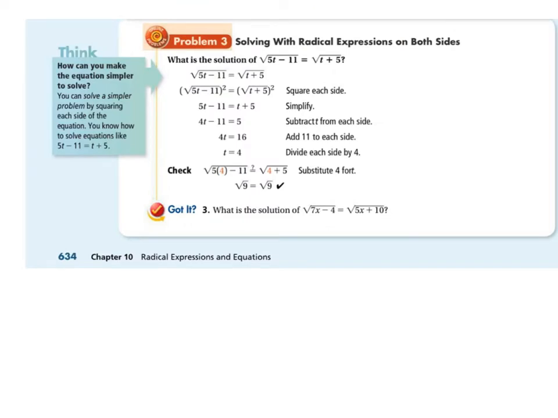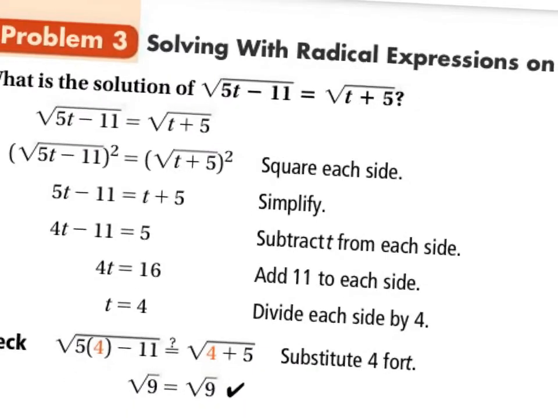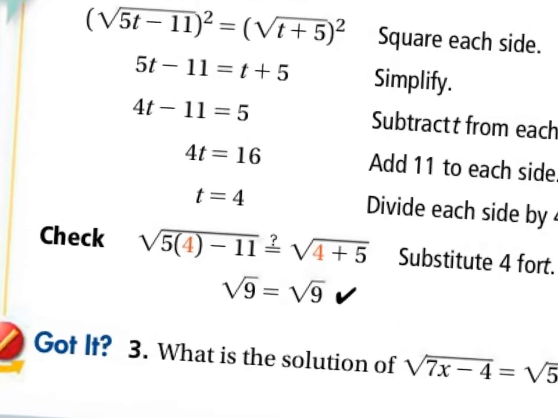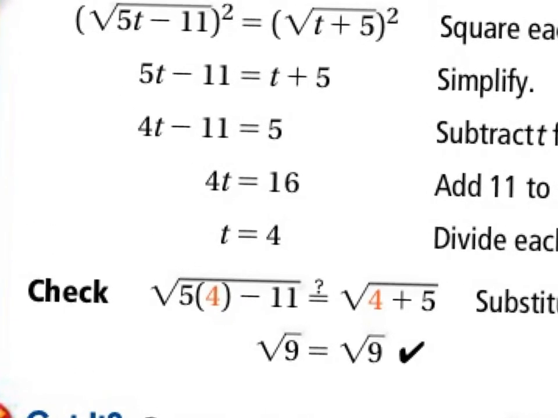If you look at problem 3, the difference here is that we have radicals on both sides of the equation. And that's okay because they're both isolated, just on separate sides of the equation. So what we need to do here is just square both sides. Once you square both sides, then we're back to things that we've done before.